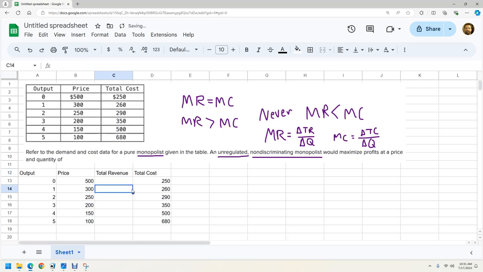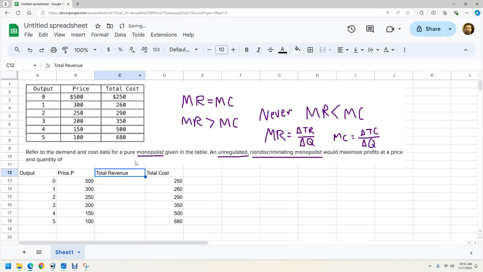By the way, in economics, a lot of times, instead of writing price, we're just going to say P. And instead of writing total revenue, you'll see it written in shorthand as TR. And instead of writing total cost, you'll often see it as TC. It means the same thing.